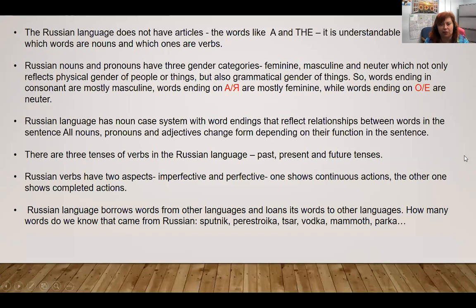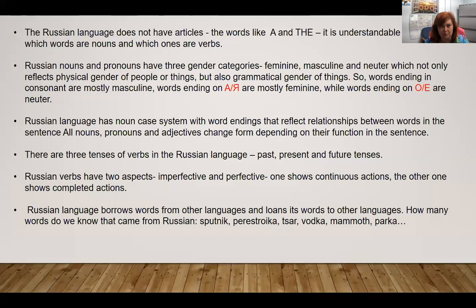Okay, so several more things about the Russian language. We don't use articles or words like a and the. We understand from the context whether the words are nouns or verbs or pronouns or adjectives. We don't need to use articles at all.